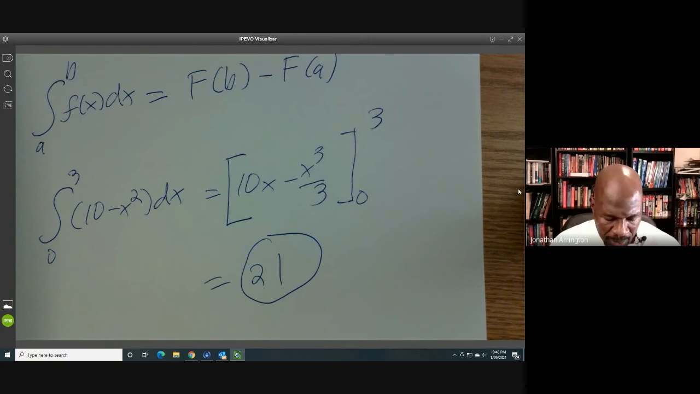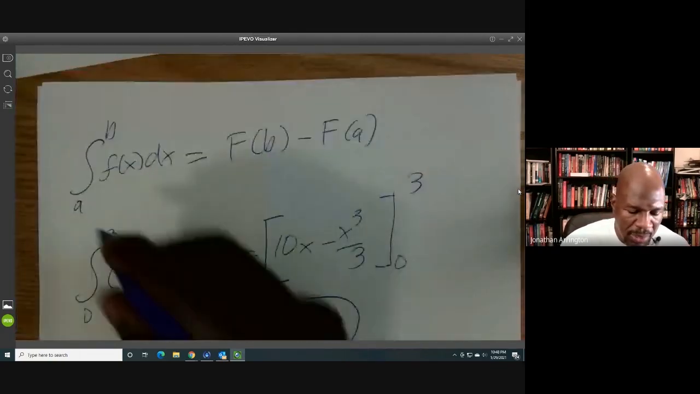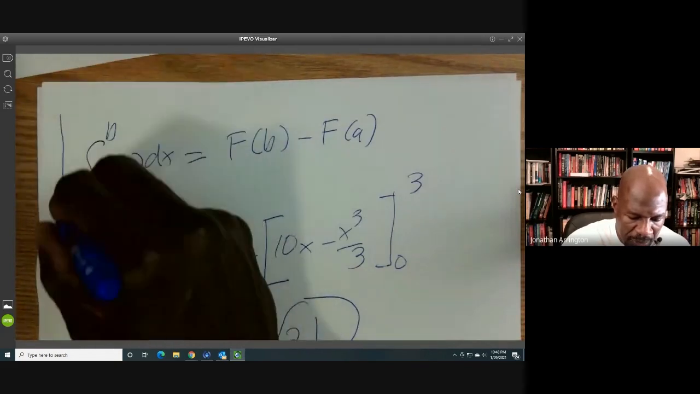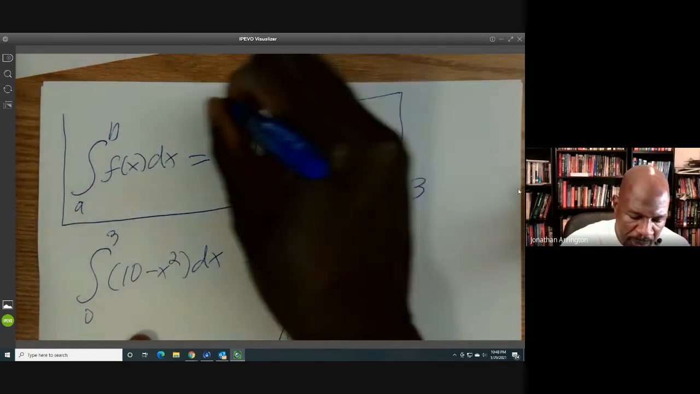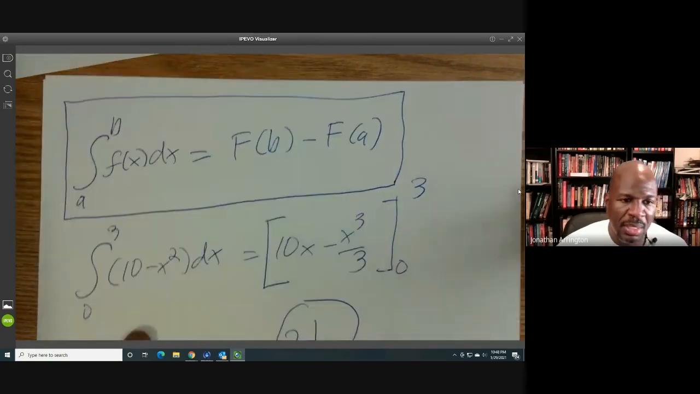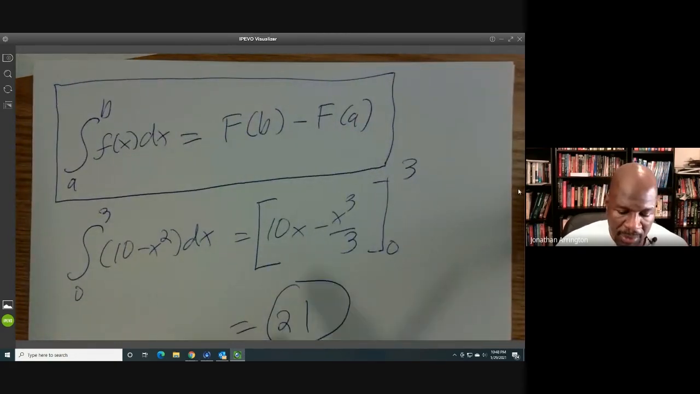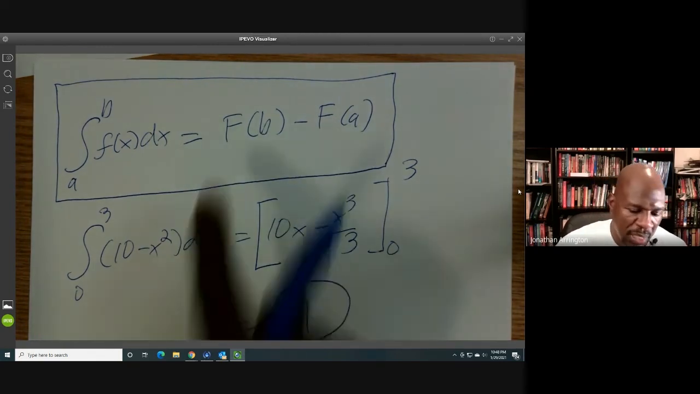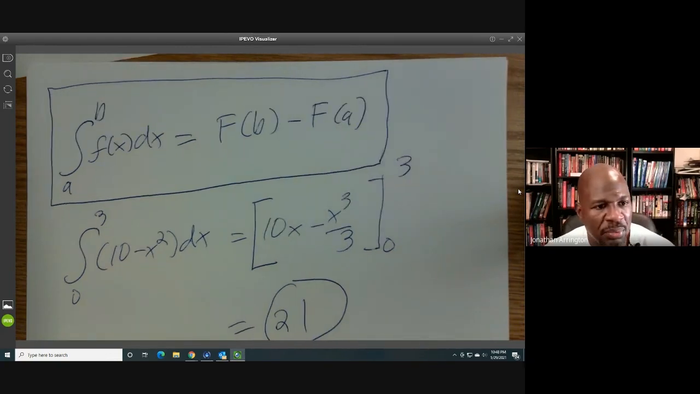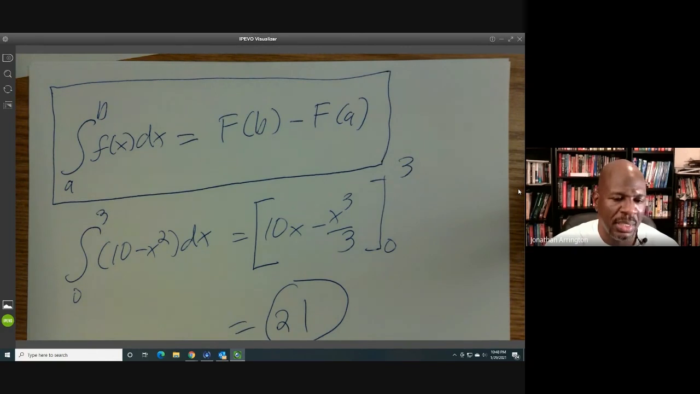So from following the procedure of the area under the curve, we got this stunning but yet magnificent conclusion that this is what the definite integral represents. Again, with big F being defined as the antiderivative of little f. We'll see you next time.